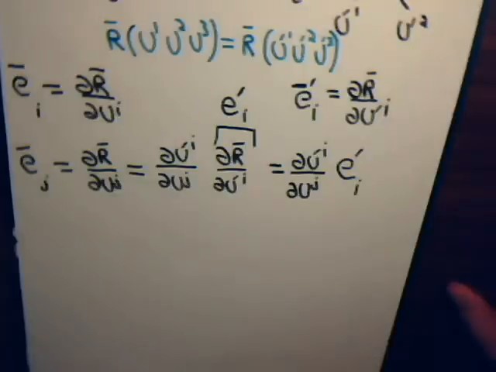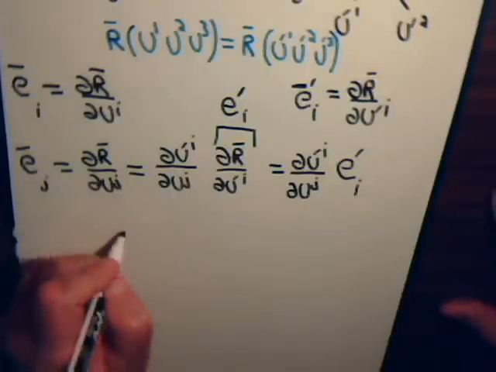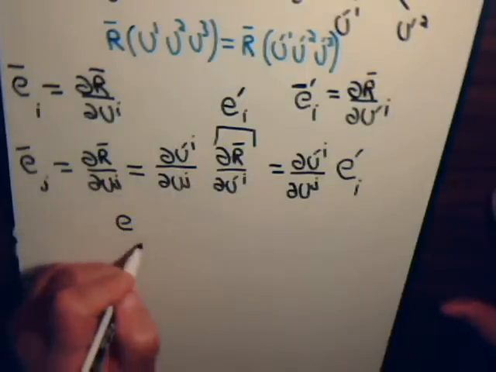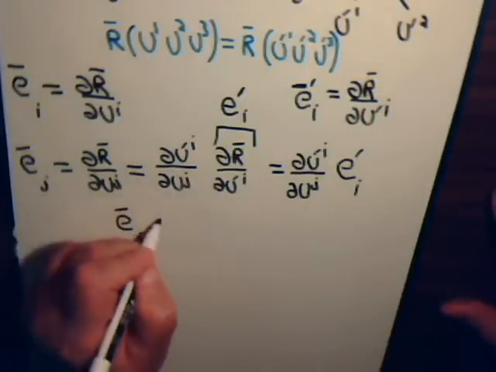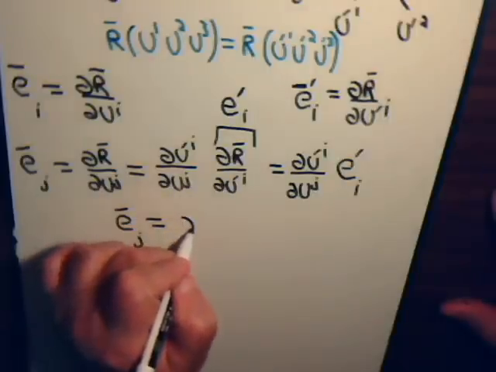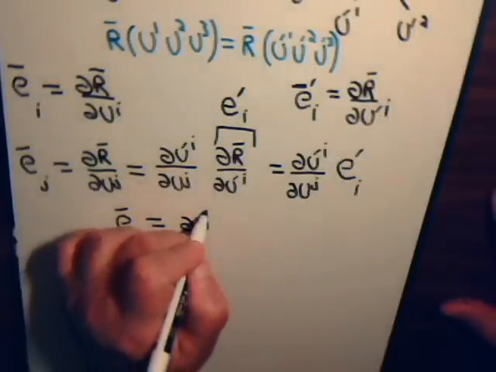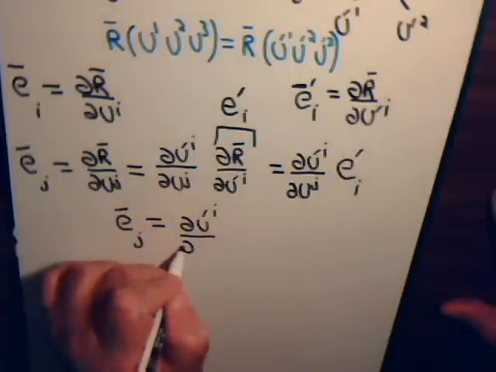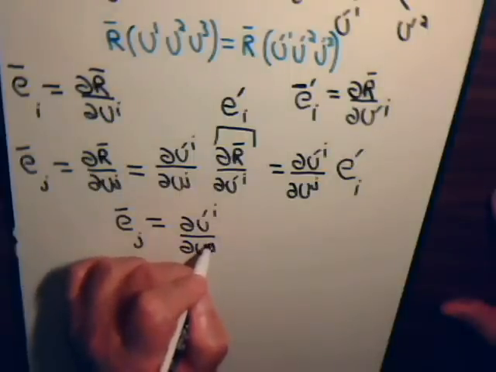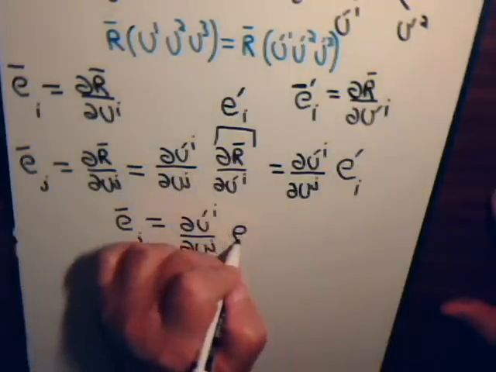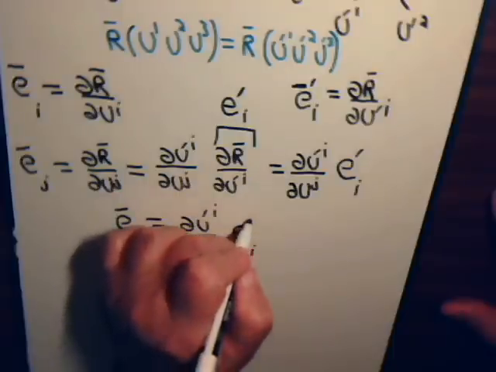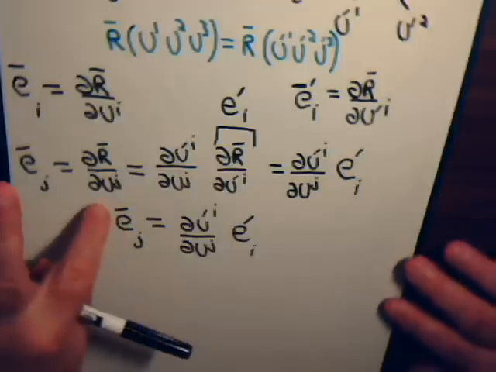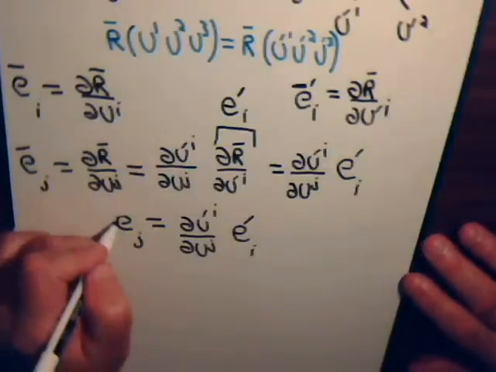We can write it like that. So here then we have that e_j equals the partial of u' i with respect to u_j times e_i'. And let's leave the bar off to be consistent now.